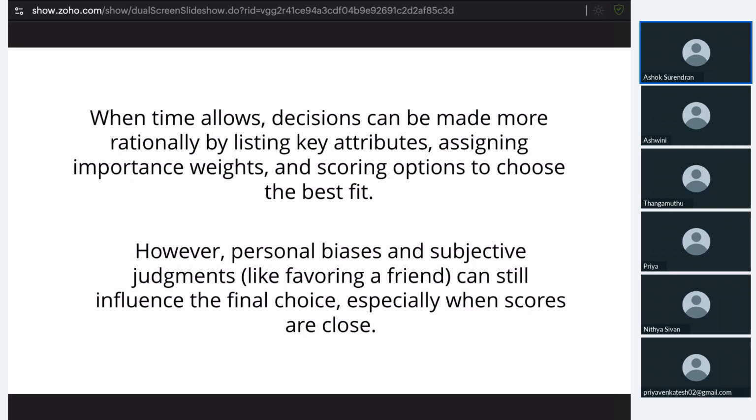So you have 2-3 options. You need to know why you have picked all these options. Have some key attributes to weigh against each of the options that you have in your mind. Score it eventually and see what works the best. So even in this case, the person who makes the decision can have some bias.